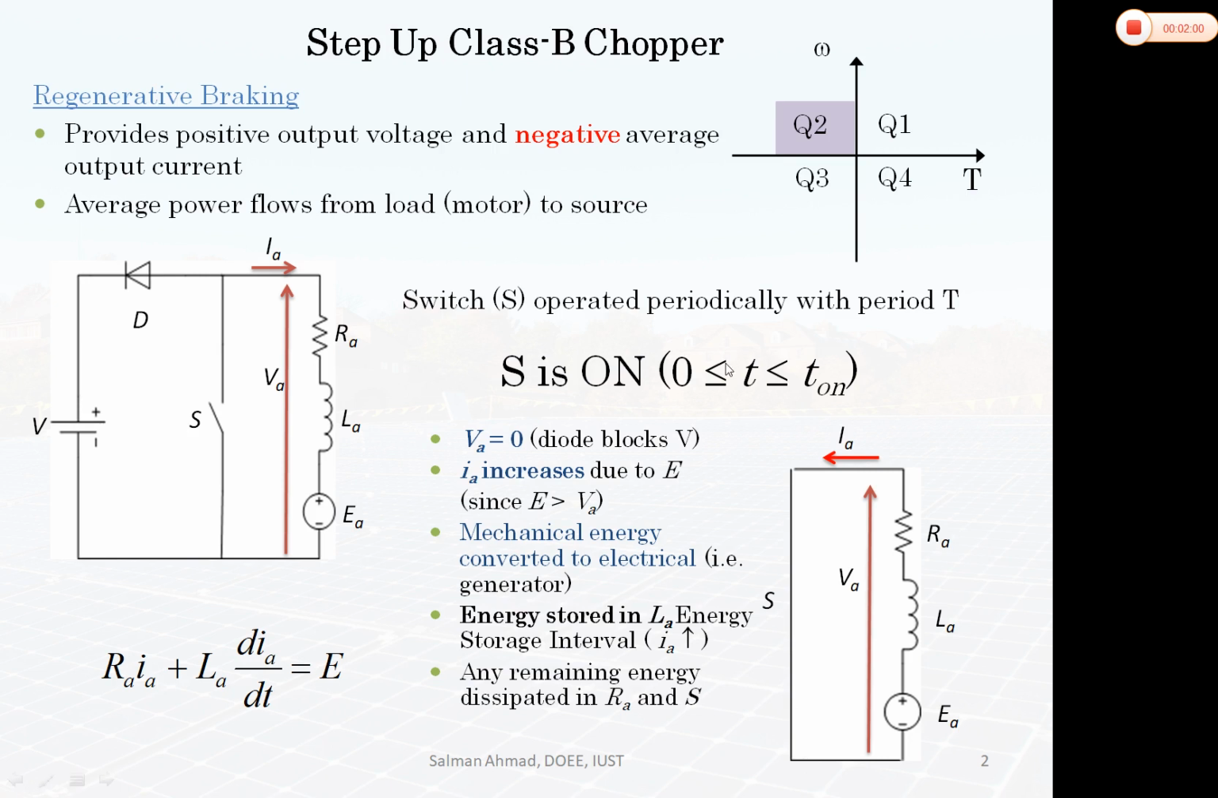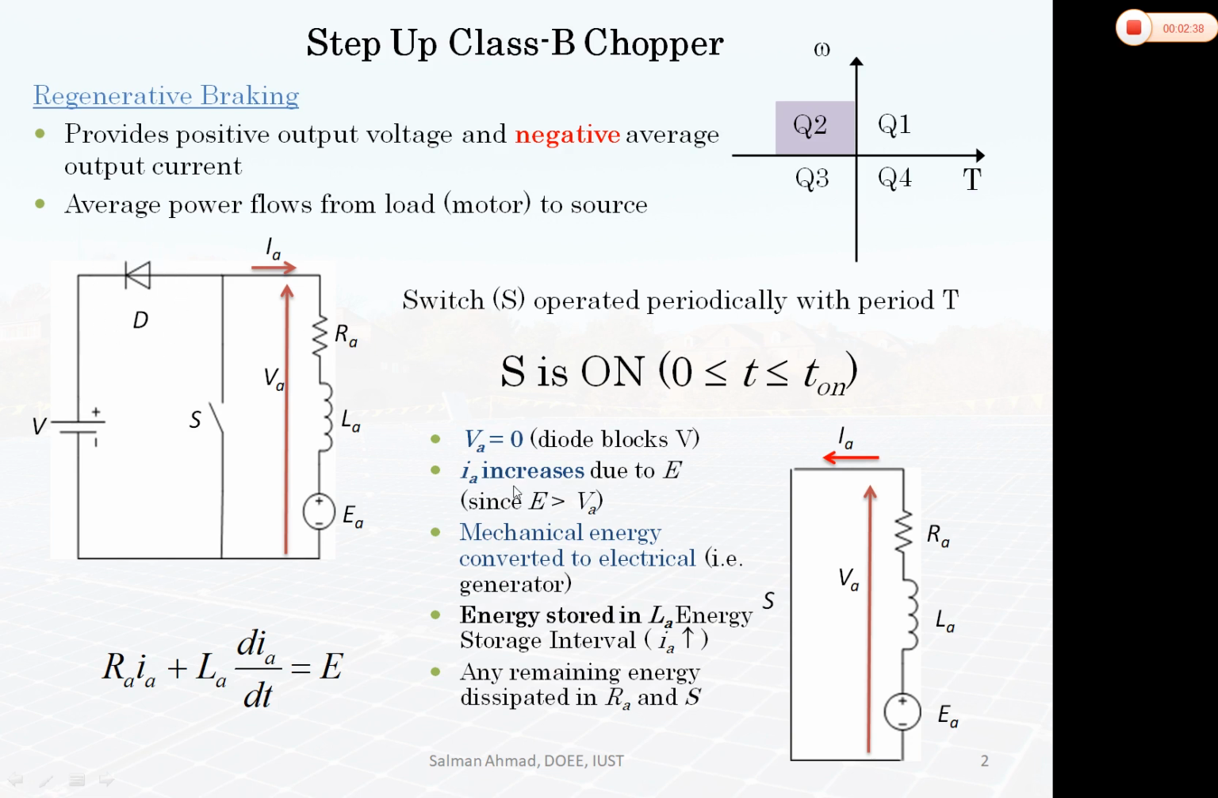There are two modes of operation. One mode is when switch S is on. When switch S is on, whatever energy is stored in the mechanical part of the motor will be stored in the form of electrical energy in the inductor. So the current through the inductor will rise, and this current IA will increase linearly. You can conclude that once the switch is on, VA will be 0 because it is directly short circuited. So the diode blocks the supply voltage V.